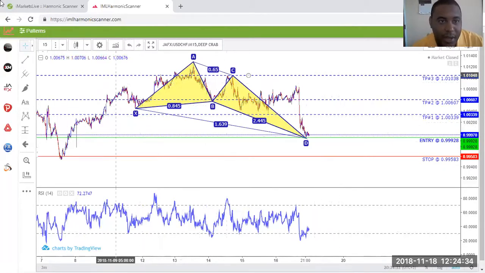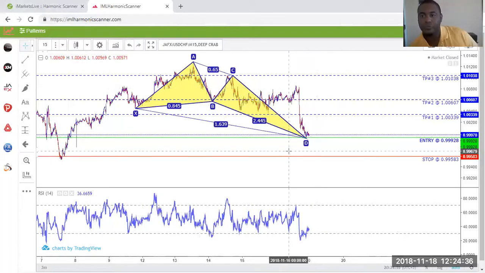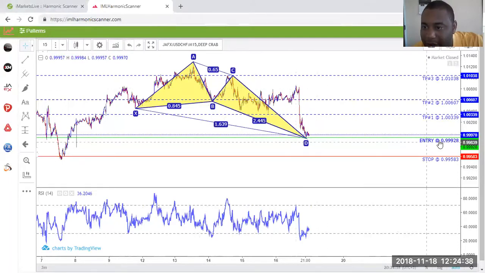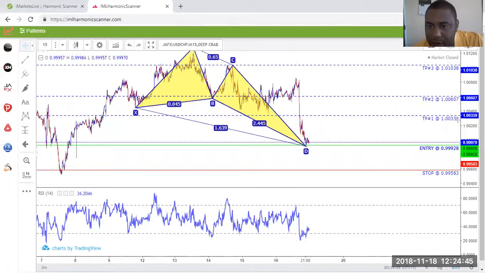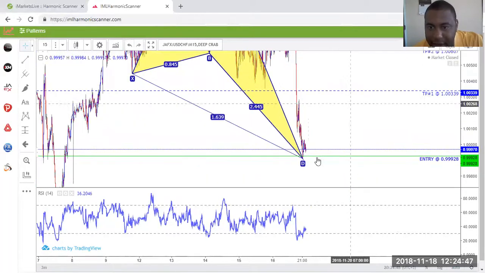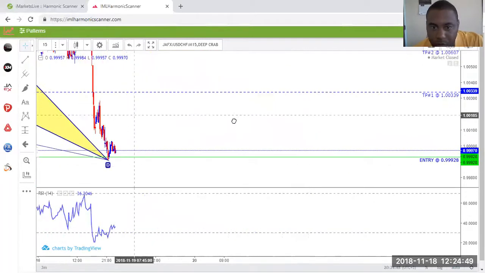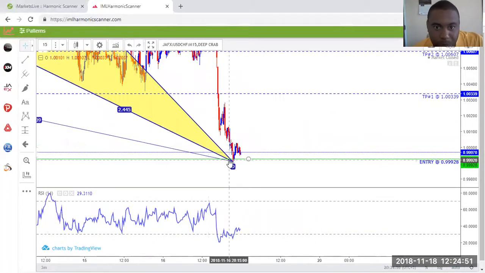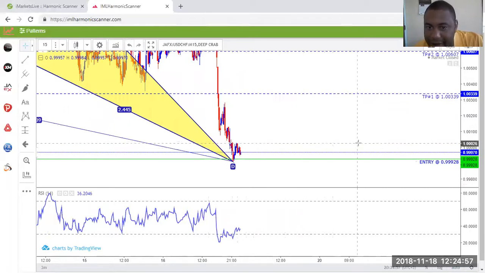So this trade here on the harmonic scanner, we can see that we have an entry point of 0.9928. Let's see if price actually hit it and activated the trade. And it did. It activated the trade. You can either put a sell limit or you can wait for price to actually turn around. You can put a buy stop.